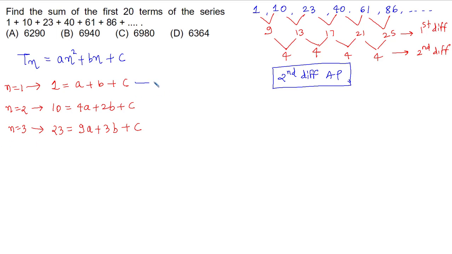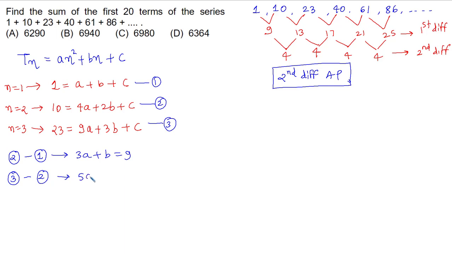Let's call this equation 1, this equation 2, this equation 3. I will do equation 2 minus equation 1, and I will get 3a plus b equal to 9. After that, we'll do equation 3 minus equation 2, and I will get 5a plus b equal to 13. Let's call these equation number 4 and equation number 5.